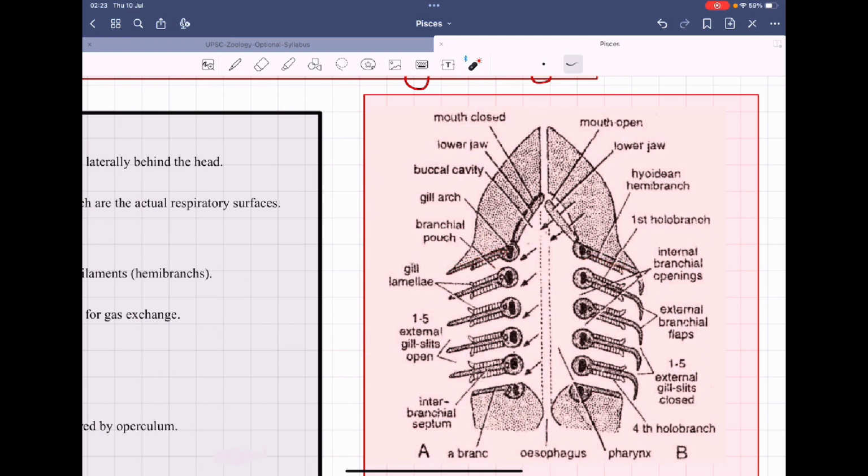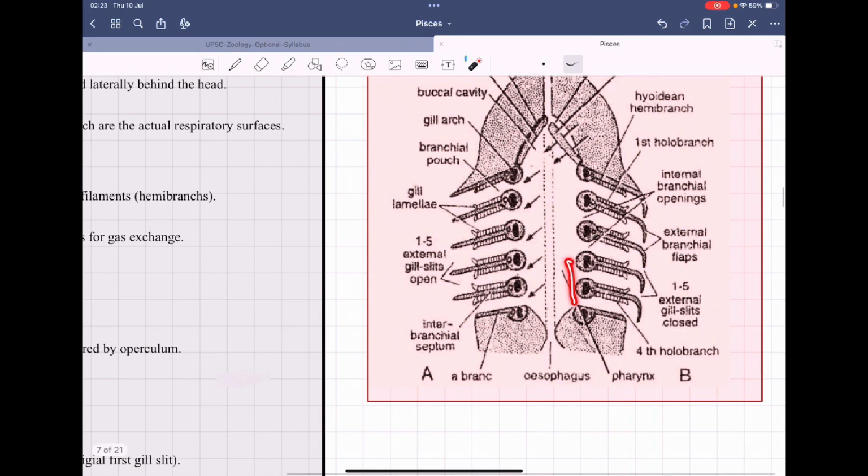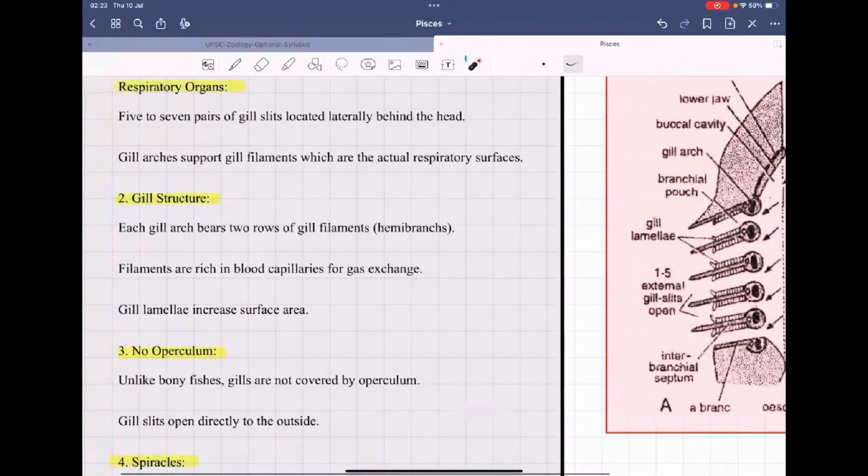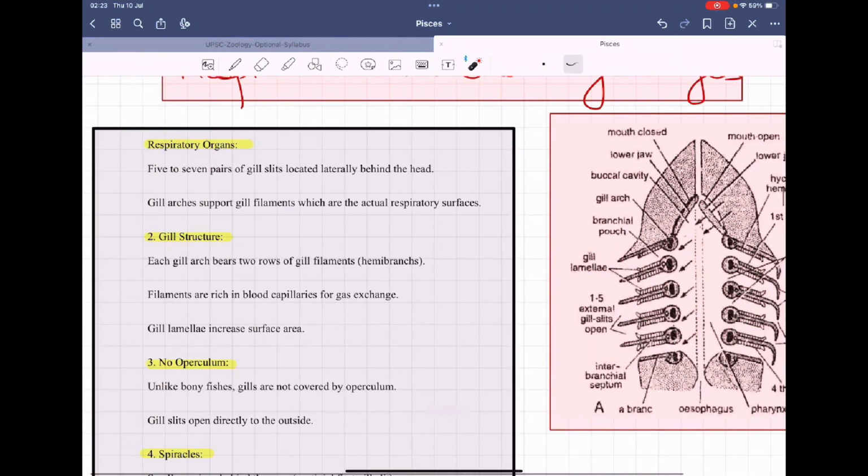So there are different gill slits, and these remain open. Here it is shown that the gill slits are open, and here the gill slits remain closed. So there are gill arches, there are branchial pouches, there are these gill lamellae where the exchange of gases takes place. This is the pharynx and this is the esophagus. So this is the general structure of the respiratory organs of chondrichthyes.